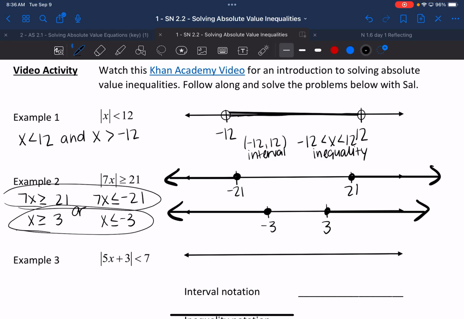So these would literally be the inequality notation, right? And then the interval notation for this part would be that it goes from 3 to infinity, right? And this part goes from negative infinity to negative 3, right?